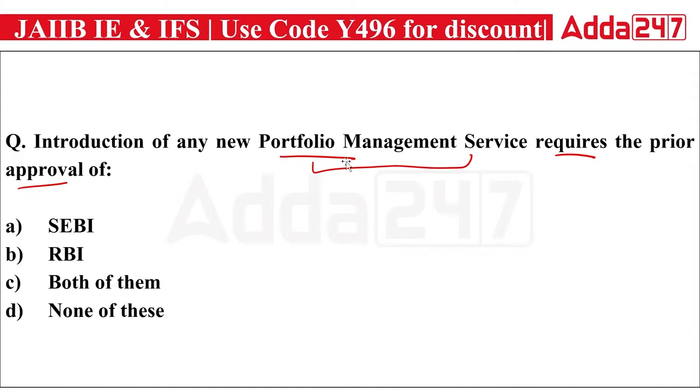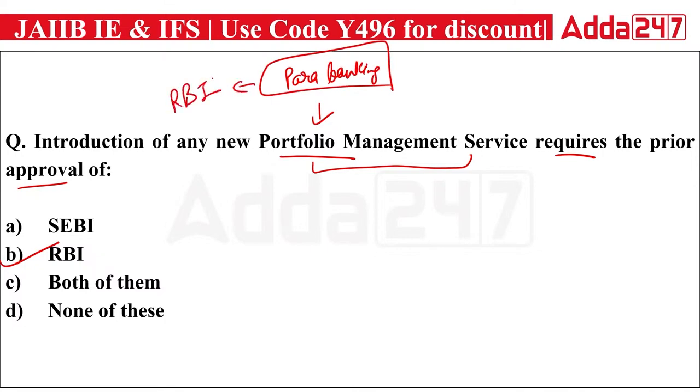So to act as a portfolio management service, the prior approval of which of these is required? And the answer will obviously be RBI, because portfolio management service is a part of parabanking services. And if it's a parabanking service, it always comes under the Reserve Bank of India. So your right answer will be B, that is Reserve Bank of India, RBI. Do remember, only merchant banking is the type of banking which is regulated by SEBI. Otherwise, all the other types of banking will be managed by RBI.